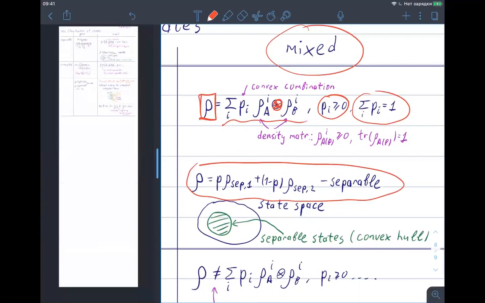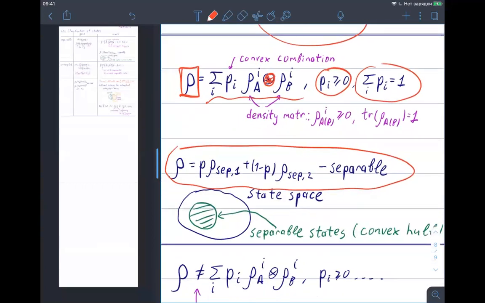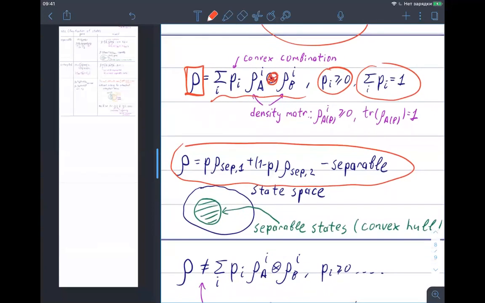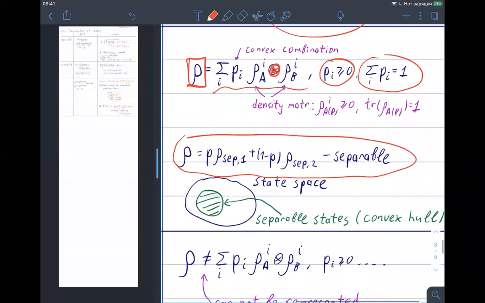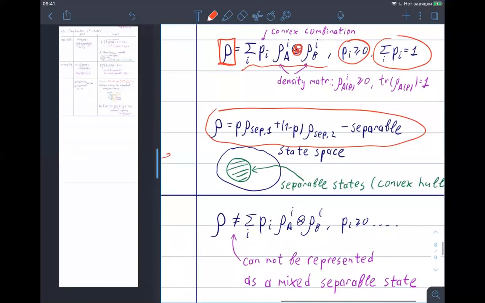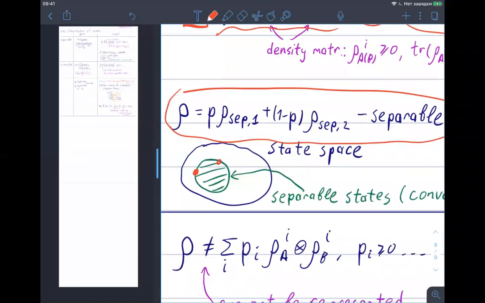That is why people say that the set of all separable states, pure and mixed, is what is called convex. Because if I take two states, any state obtained on the line which connects these two points is also a mixed separable state.